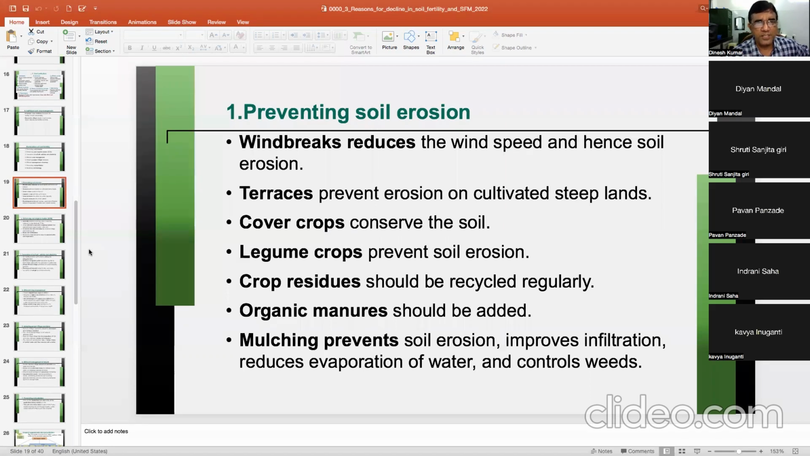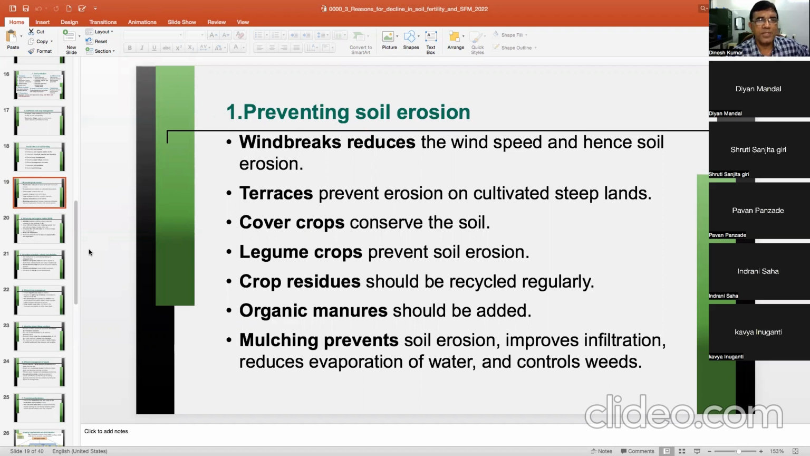agronomic approaches or cultural approaches, where you can include selection of crop. You can have strip cropping. You can have crop rotations. You can have intercropping of legumes. You can grow cover crops. So certain agronomic approaches are there. Certain agrostological approaches are there to prevent soil erosion.